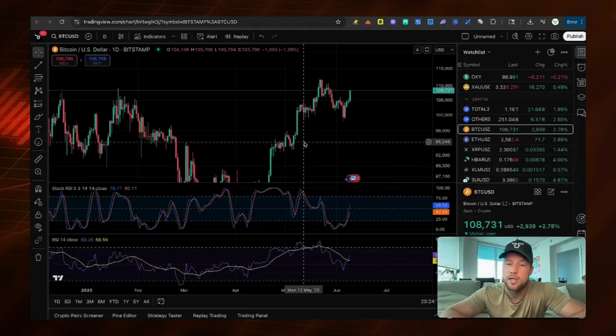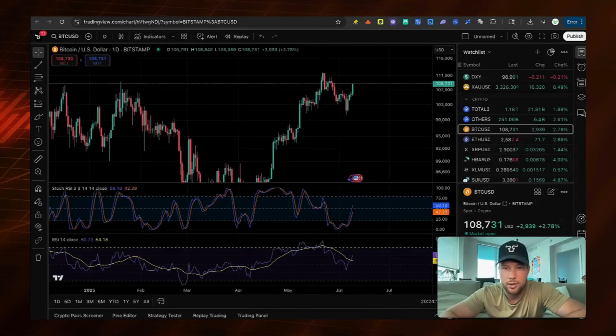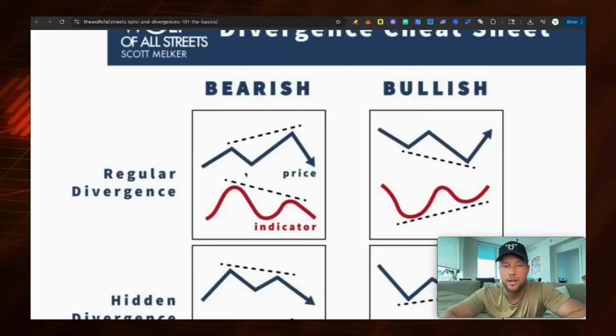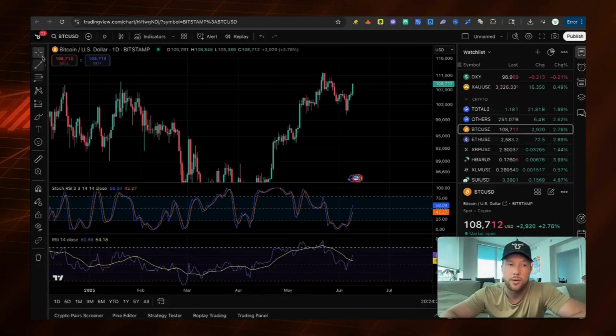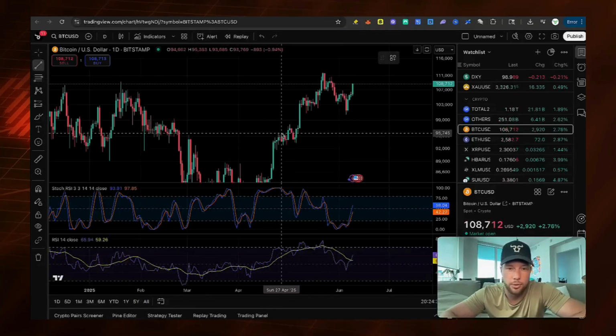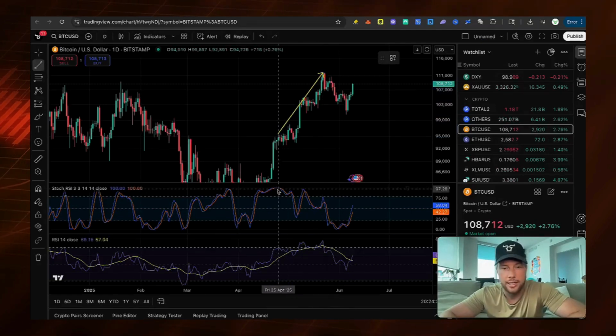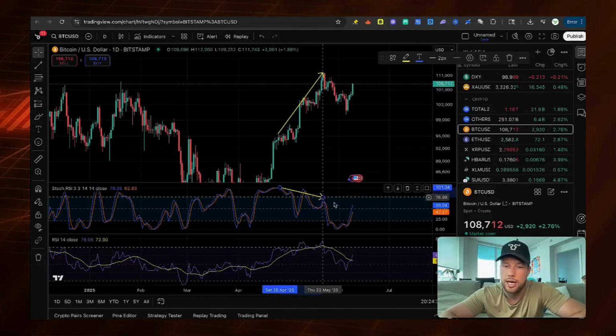Let's take a look at the Bitcoin to US dollar price chart right now, because of that divergence I was telling you guys about, the regular bearish divergence where the price chart makes a higher high and the key indicators make lower highs. Well, we saw that on Bitcoin's price chart ever since the 24th of April, where the price chart made a higher high all the way until the 22nd of May. And look, the stochastic RSI was putting in lower highs.